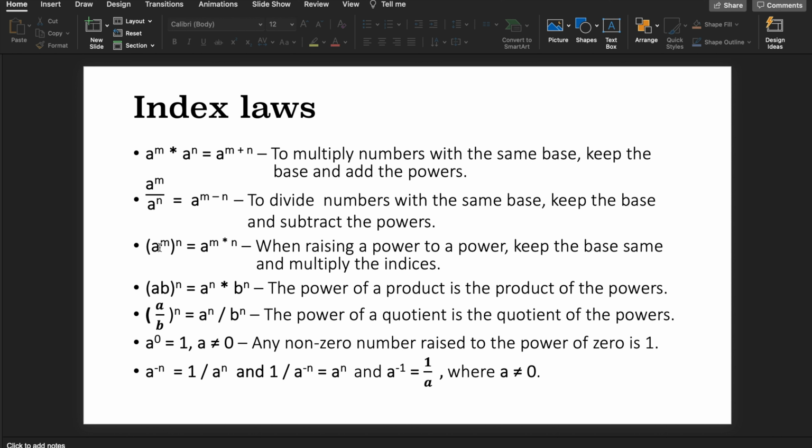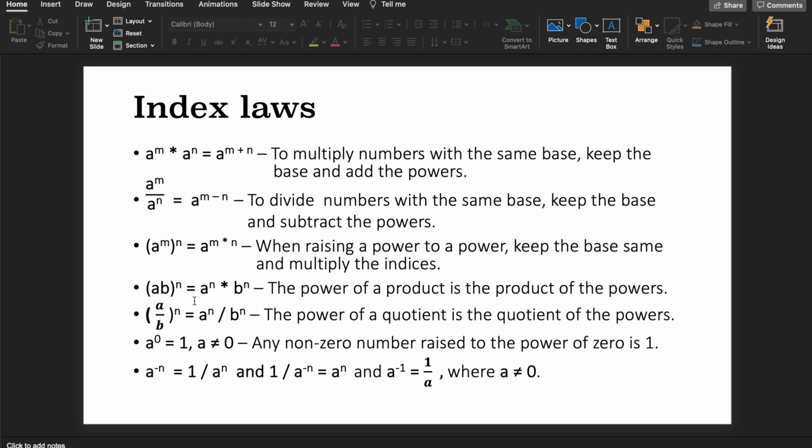And the next one states that (a^m)^n equals a to the power of m times n. You'll just have to multiply. So when raising a power to a power, keep the base the same and multiply the indices.